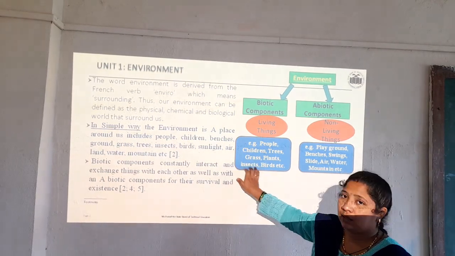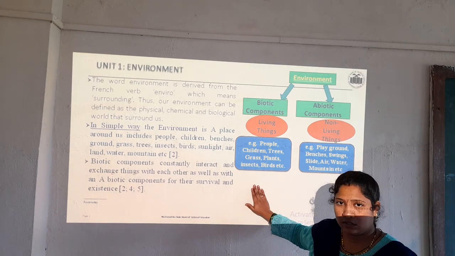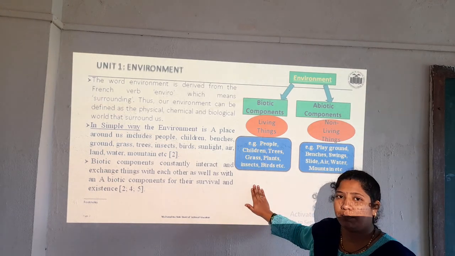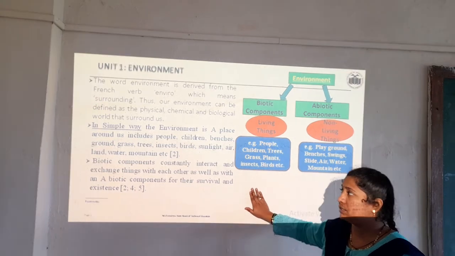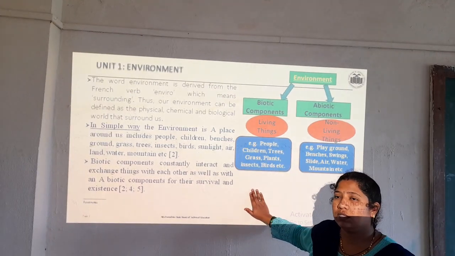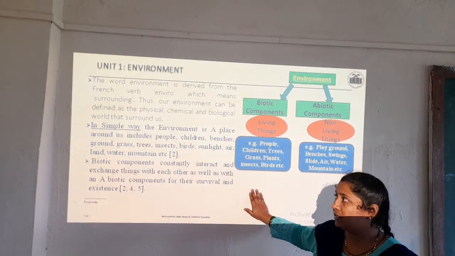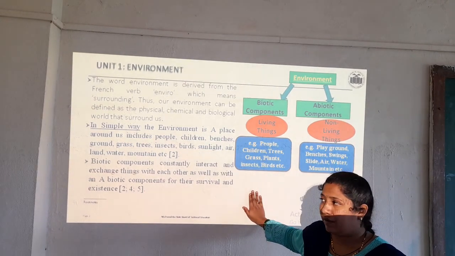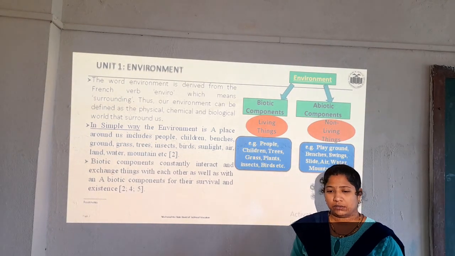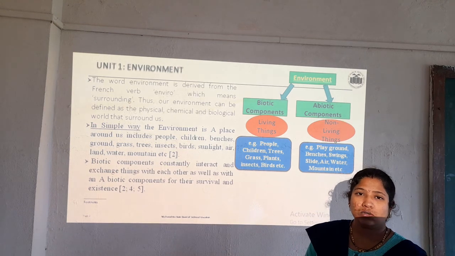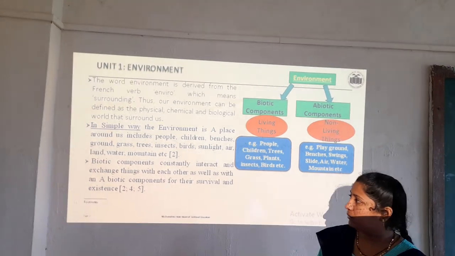Another definition in a simple way: a place around us that includes the people, children, benches, ground, grass, trees, insects, birds, sunlight, air, land, water and mountains, etc. This is nothing but the environment. The environment means what we are surrounded with, or what is around us.